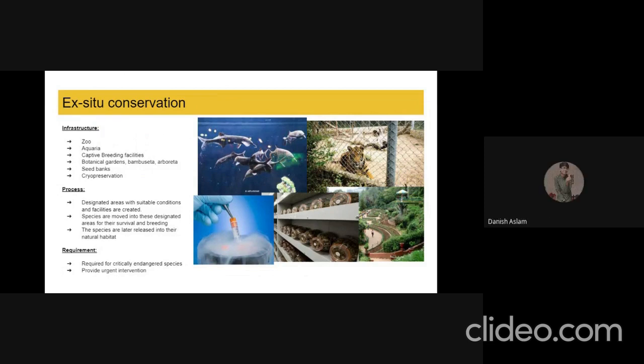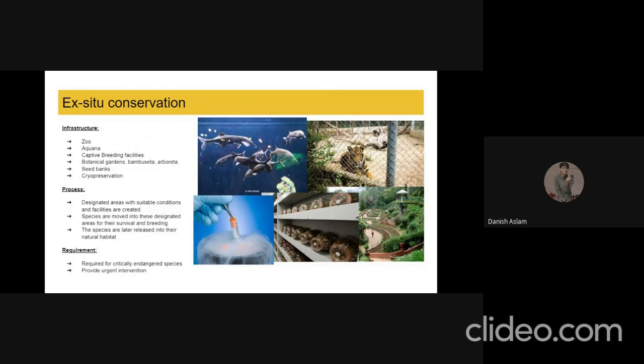Okay, so my question was, if there is in situ conservation where the animal or the species can live within their natural habitat, then why do we have this ex situ conservation as well? What's the need of it, ma'am?